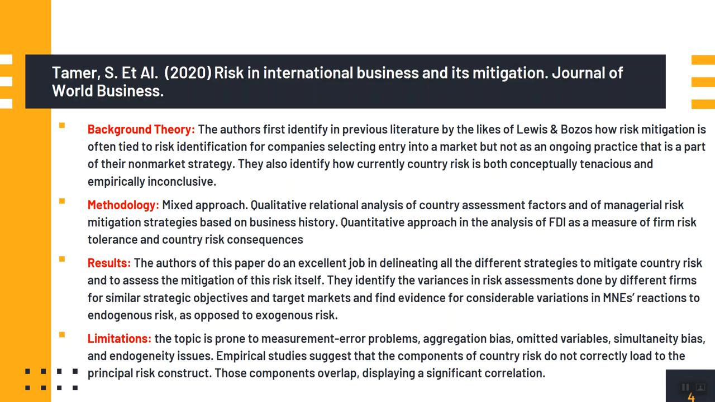Then another document I've used is Risk in International Business and its Mitigation. The background theory of this is that the authors identify expansive literature by, for example, Lewis and Bosos, that exists on how risk mitigation is tied to risk identification and market selection and market entry. They also identify how currently country risk is both a conceptually tenacious task, because there's a lot of literature that is expansive on it, but it is empirically inconclusive because there are not that many methods, like the one I talked about before, that quantify set political country risk.